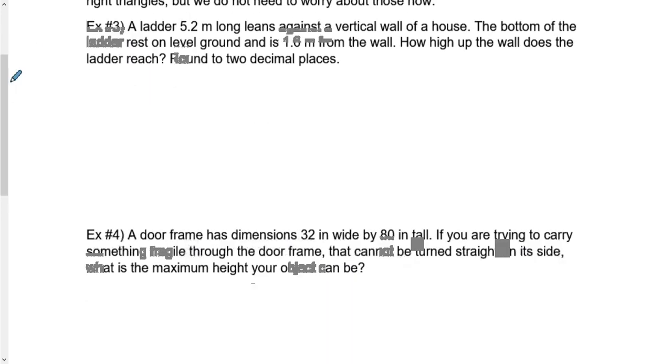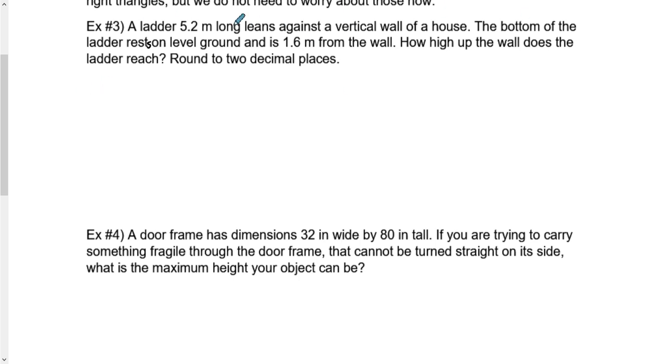A squared plus B squared equals C squared. Or C squared equals A squared plus B squared. All right. A ladder, 5.2 meters long, leans against a vertical wall of a house. The bottom of the ladder rests on level ground and is 1.6 meters from the wall. How high up the wall does the ladder reach? We're going to round to 2 decimal places.